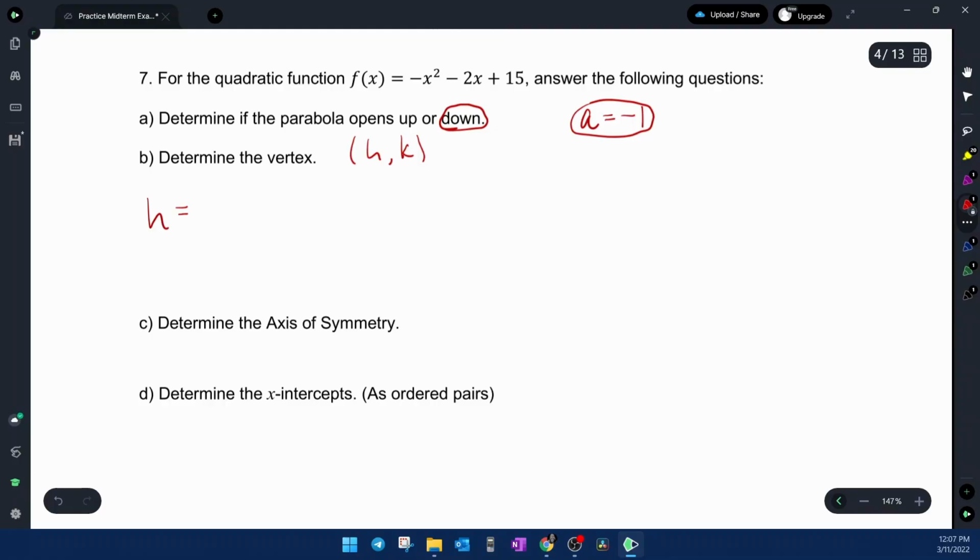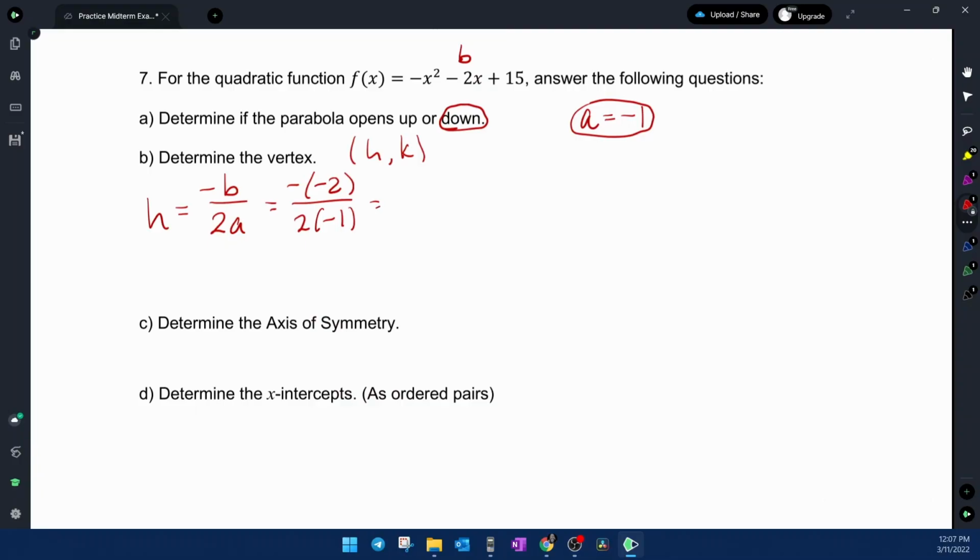And to find h, we have a formula, minus b over 2a, which we can see that b is negative 2. So that's going to be minus a negative 2 all over 2 times negative 1. Simplify all of those negatives. That's going to give us a negative 2 over 2, which is negative 1. And there is the x coordinate of the vertex.